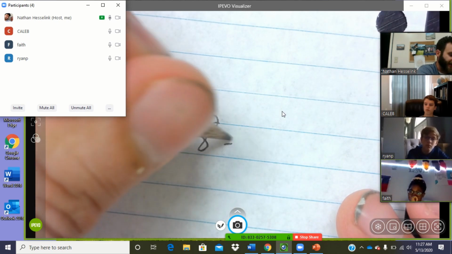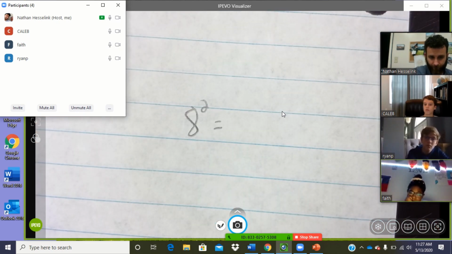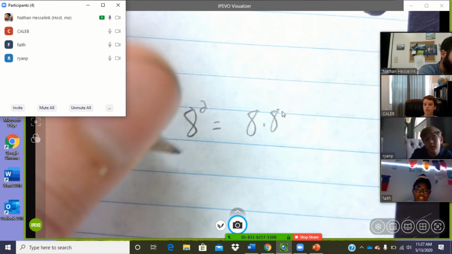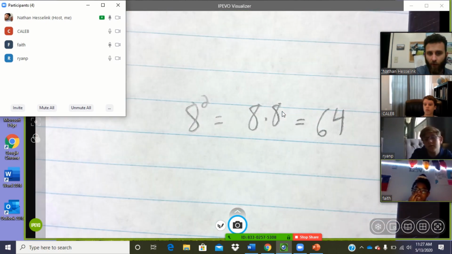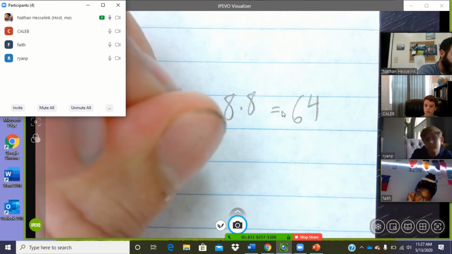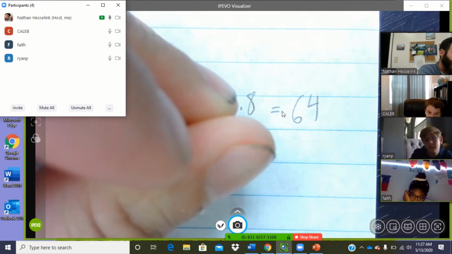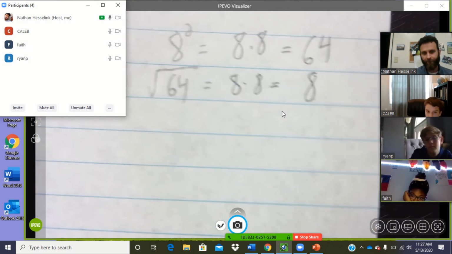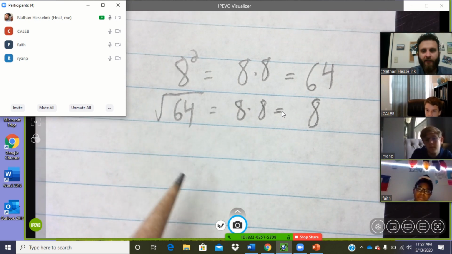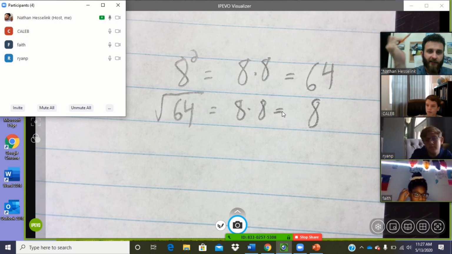what is the answer to 8 squared? 8 squared means 8 times 8. So the answer then is 64. The square root of 64 is equal to 8 times 8, so the answer is 8. You see the pattern there? Yeah. So the square root of 64 is trying to find the number that multiplies by itself to get to 64.